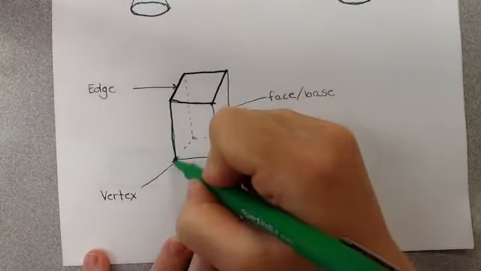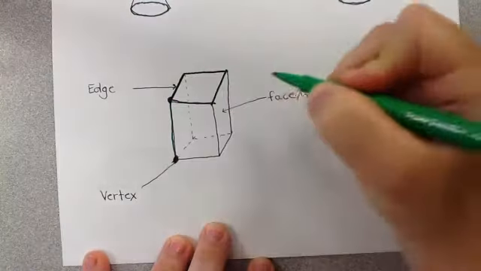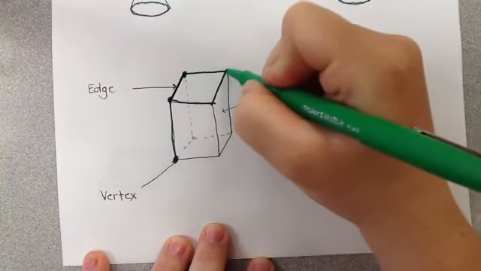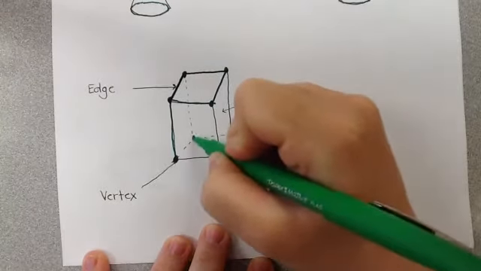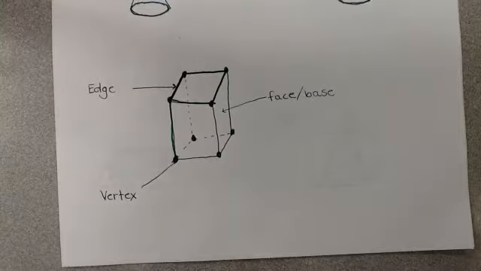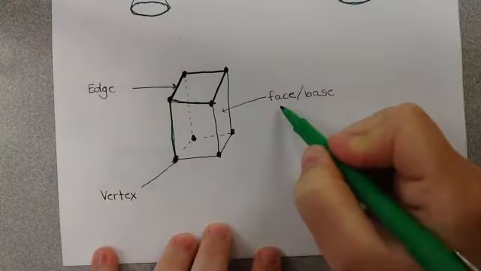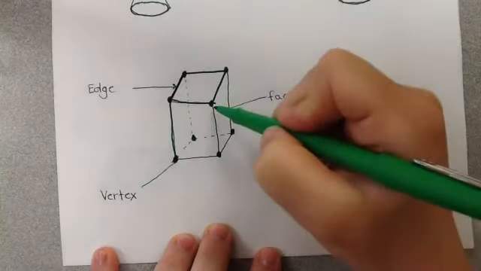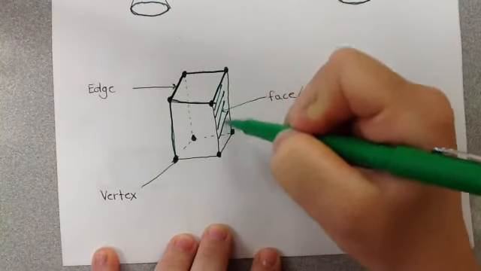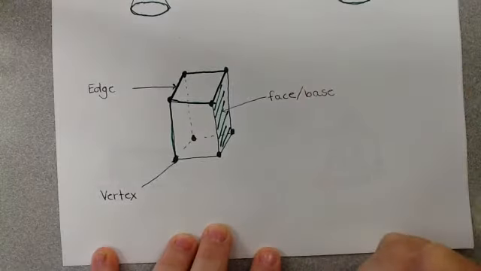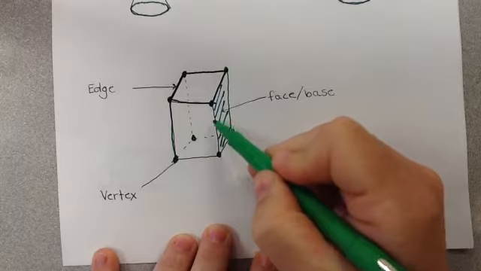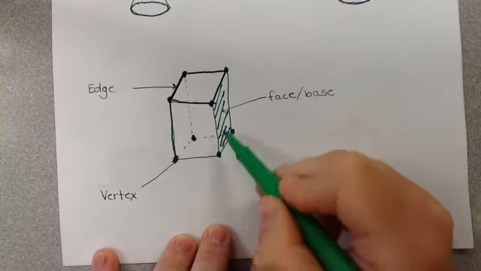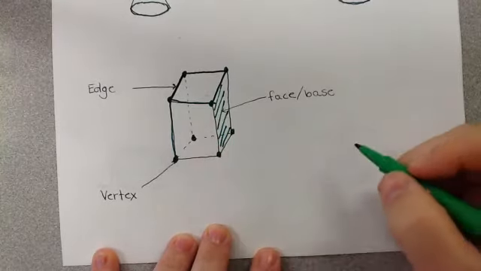Vertex are these corner points. So all the corners are what we call vertexes. So you can see there are lots of different vertexes as well. A face is all the sides. So every side of the figure is a face. So there are 6 different sides here. All 4 sides, the top and the bottom.